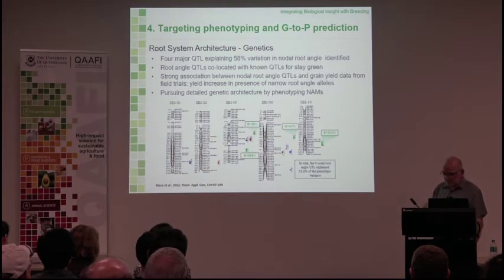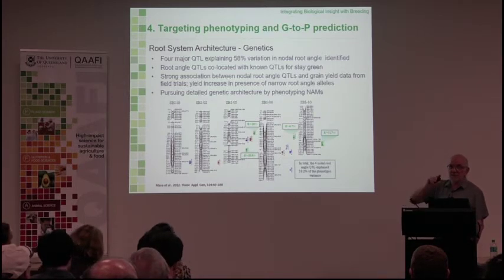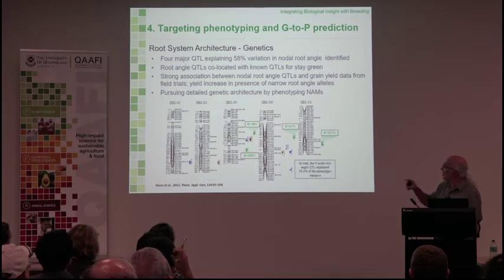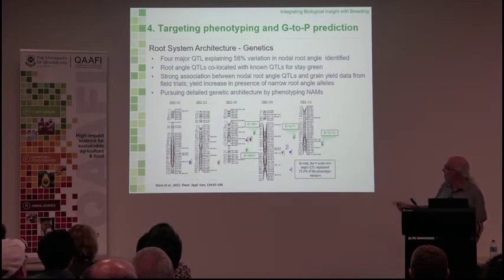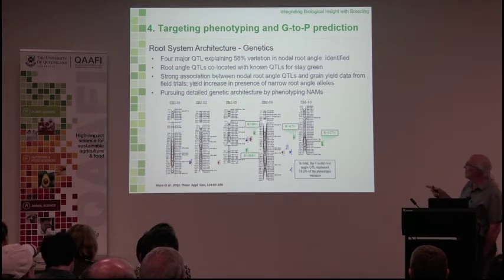And when we do that analysis, because all the testing experiments are genotyped, you can take those regions in some of the recombinant inbred lines that have been put into hybrid testing, and you can get associations between the presence of those regions and yield that are significant. So you've got a validation that this is an important trait, and yield was increased in the presence of the narrow root angle allele in those breeding trials.